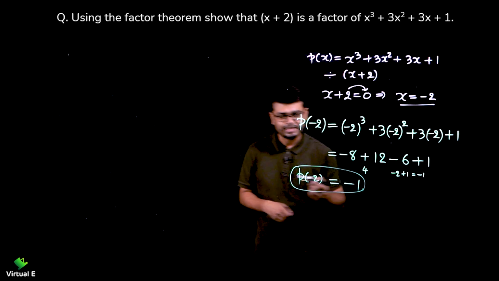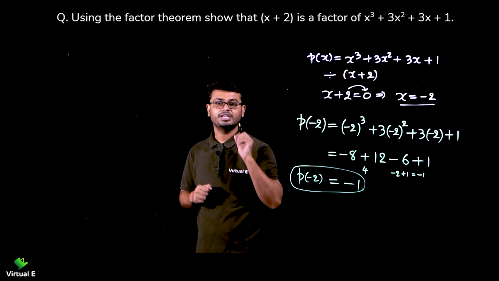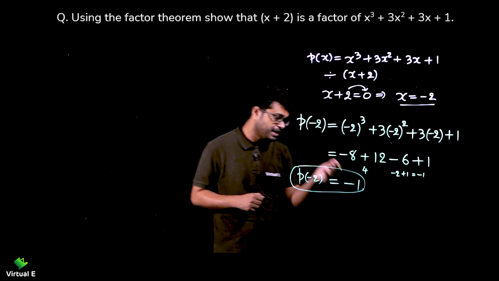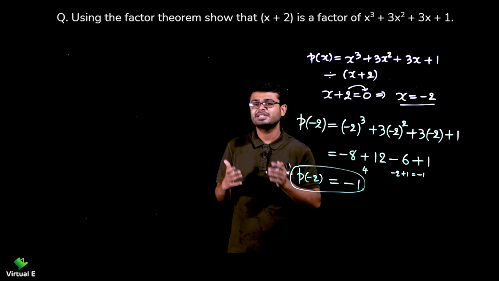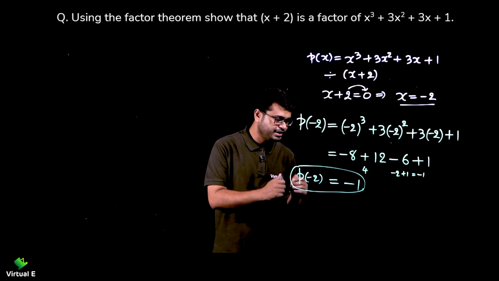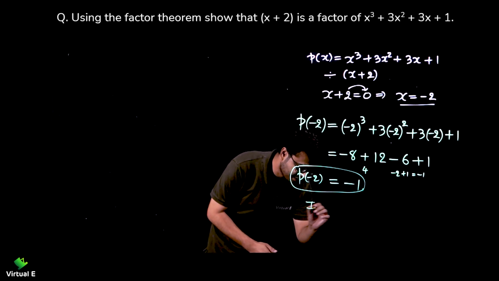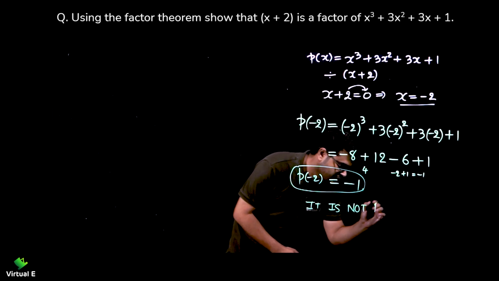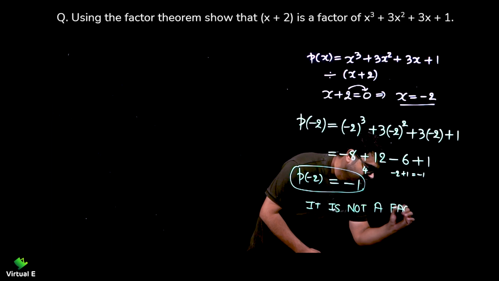Now to be a factor, we want what? 0 as the remainder, like we discussed. But we are getting minus 1 as the remainder. So is it a factor? It's not a factor. We want remainder 0, right? So we can write it is not a factor.